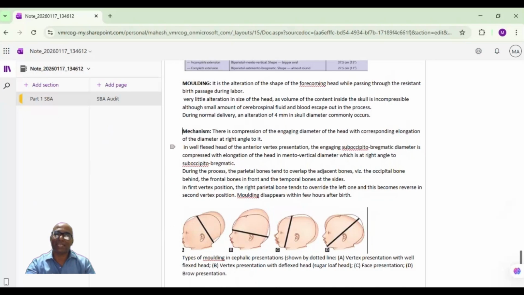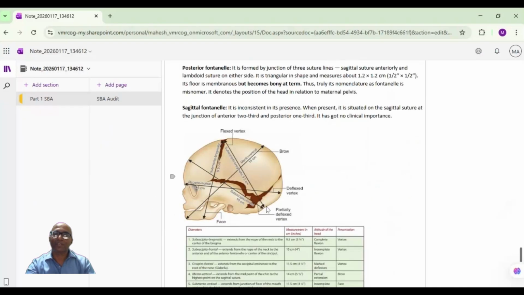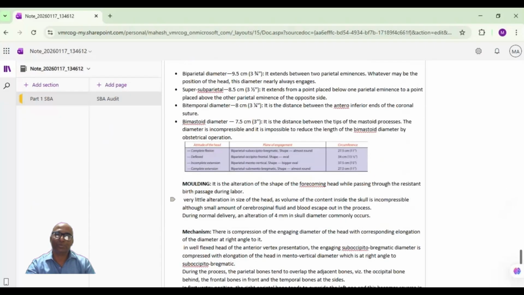In a well-flexed head, the anterior vertex presentation, the engaging diameter is the suboccipitobregmatic. That is the commonest that we have seen. The 9.5 centimeter diameter is compressed with the elongation of the head in the mento-vertical diameter, which is at right angle to the suboccipitobregmatic. This is the suboccipitobregmatic. So right angle to it, it is the mento-vertical. So when this gets compressed, there will be elongation in this direction. That is what they want to say.